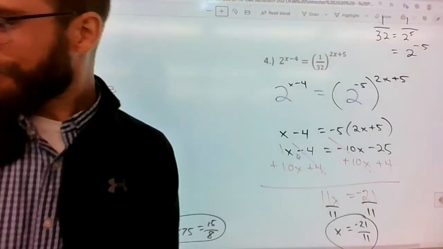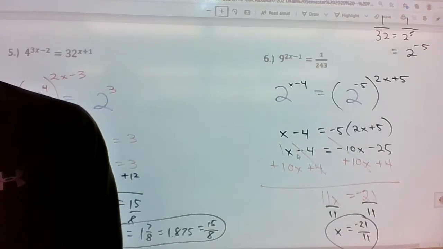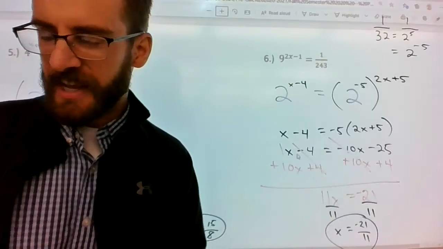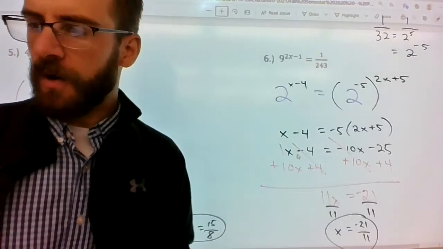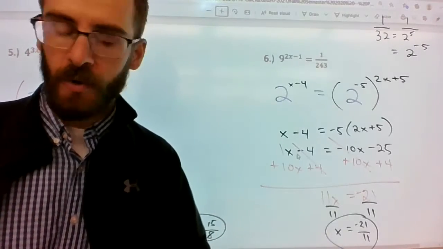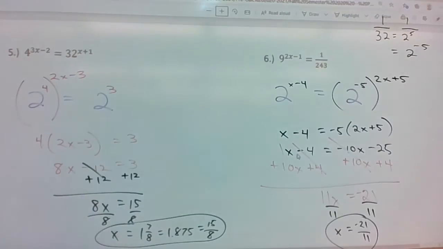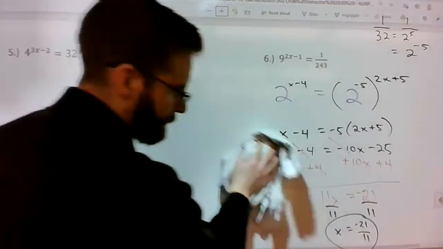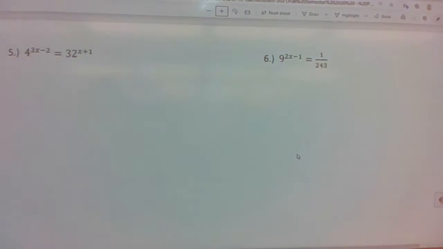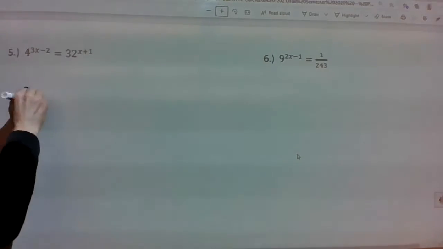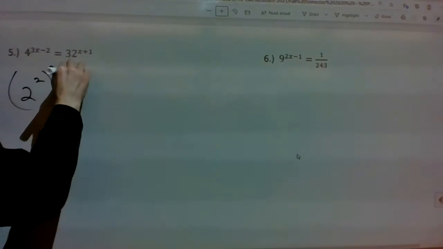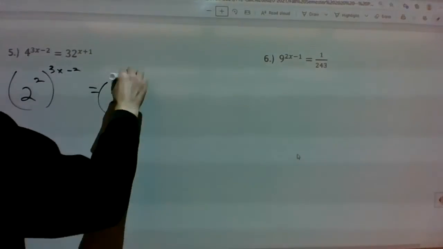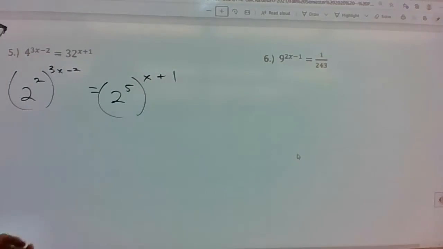So what more is there? These are pretty much more of the same. If you want to, just pause the video. I'm just going to work it out super quick. Try it on your own. See if you got the right idea. I might have gone a little bit overboard with the number of examples here. This will be 2 squared, 3x minus 2, 2 to the 5th. Yeah, probably didn't need this many examples.